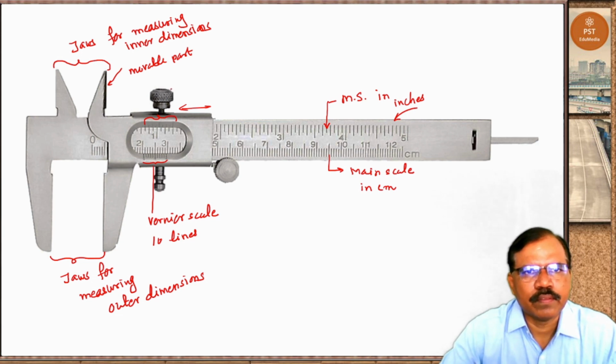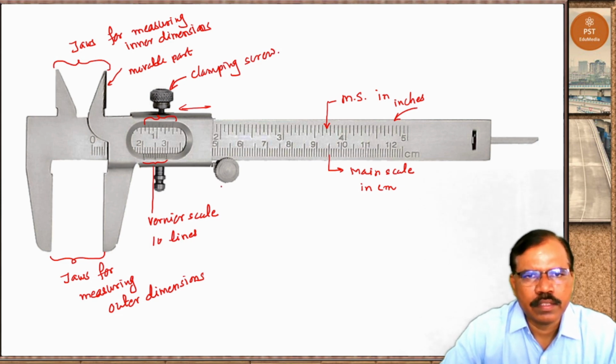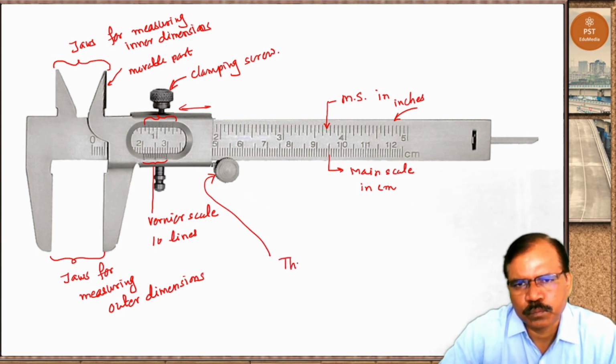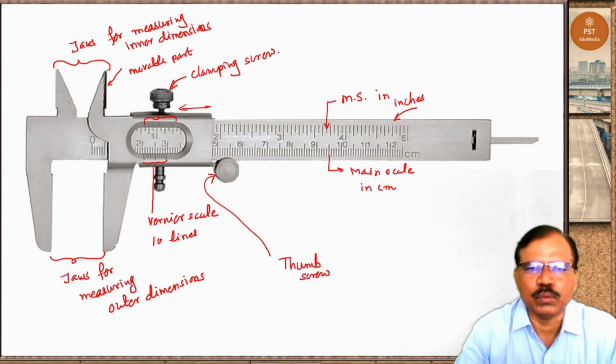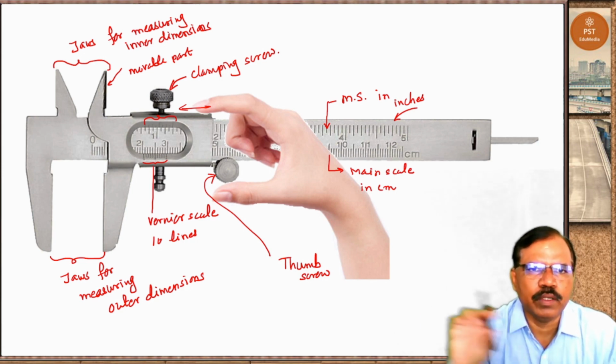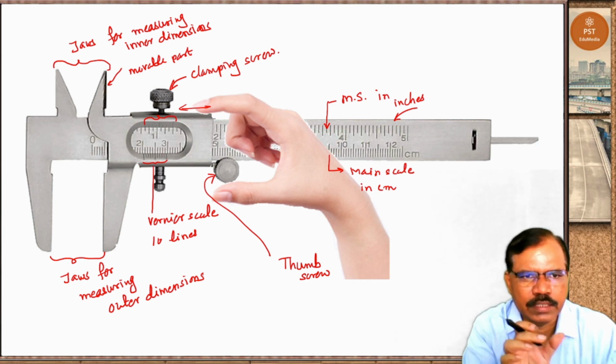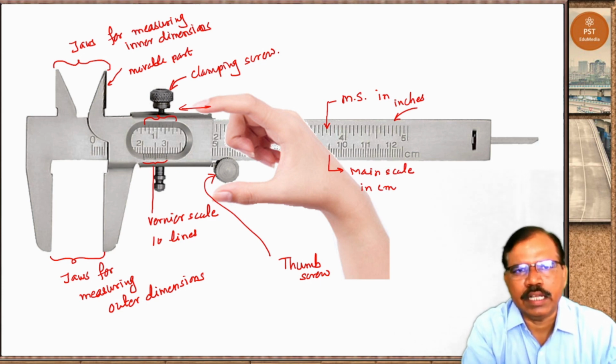Now here this is the clamping screw. This one is the thumb screw. Using this thumb screw we can move this movable part on the main scale, so that the distance between the two arms of the jaws will increase or decrease.